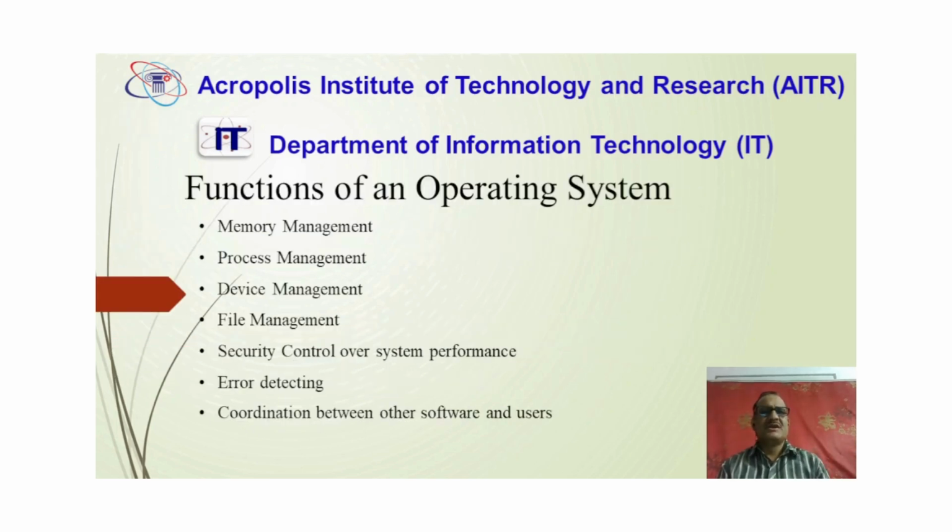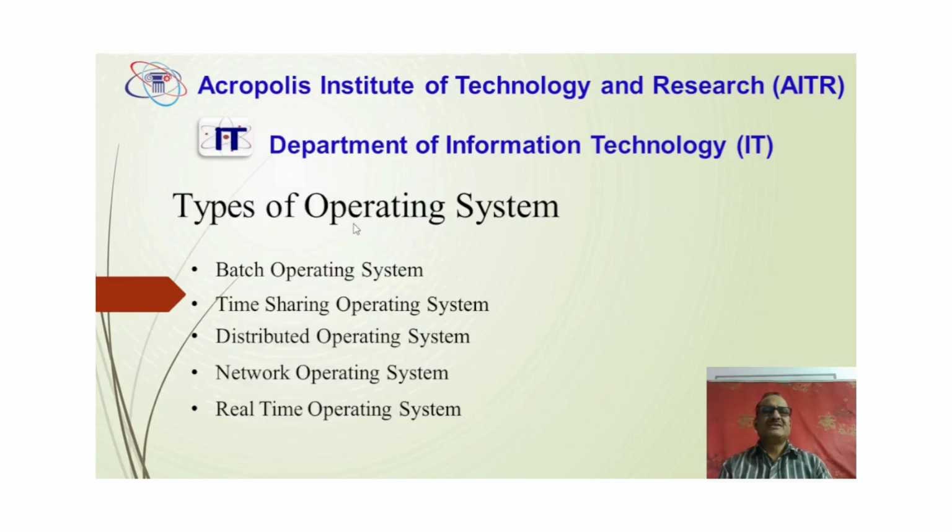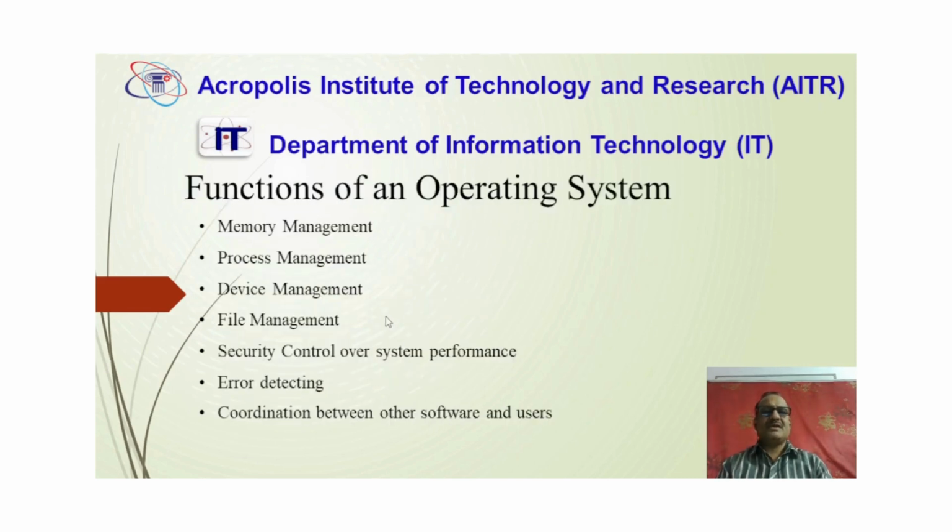Now, what are the functions? There are so many functions. We are going to see some of them. One is memory management, another is process management, device management, file management, and security. To provide security, there are various levels of security. It may be user level, system level, program level, hardware level. There are so many levels. Then error detection and to some extent error correction also. Most important is coordination between other software and users. These are the main functions of an operating system.